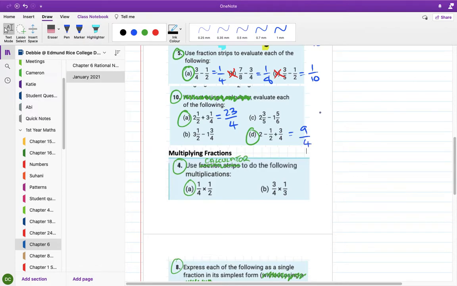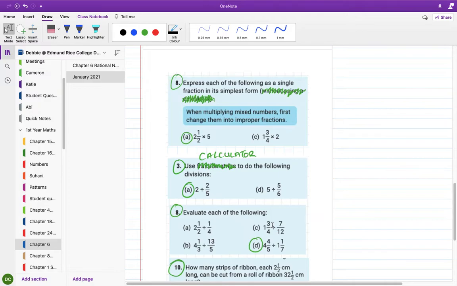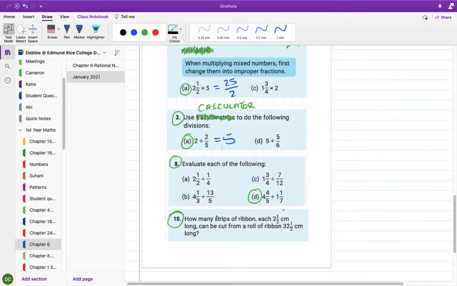So down to question 4 then, I have a quarter multiplied by half is an eighth. Mixed fraction again, so shift and fraction, put in my 2 and then use my arrows to get in the half. Multiplied by 5 is 25 over 2. The next one then is 2 divided by 2/5 is 5. Okay, this one over here, part D, so shift fraction, 4 and then 4 over 5, divided by 1 and 1 over 7. So that gives 21 over 5.